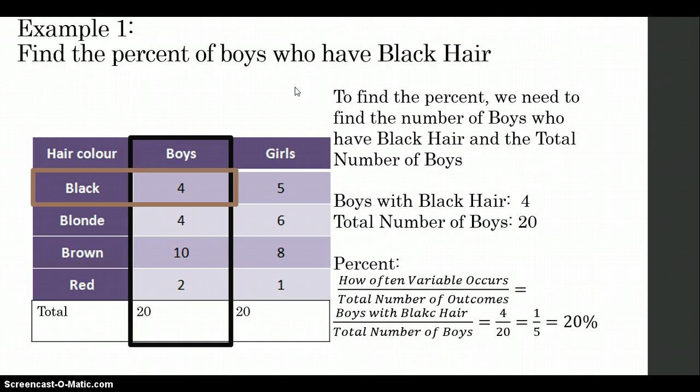So to find that, we need to find the number of boys with black hair and the total number of boys. So to find the boys with black hair, we look at black, and we look under the column for boys, and we get 4, and the total number of boys is the total number of all the boys that were surveyed. So we do 4 plus 4 plus 10 plus 2, which gives us 20. So 4 boys have black hair out of 20 boys. So the percent is going to be, first we're going to find the fraction, and then we're going to do the percent. So the fraction would be boys with black hair over total number of boys. So that would be 4 out of 20, which is equal to 1/5, which is equal to 20%.